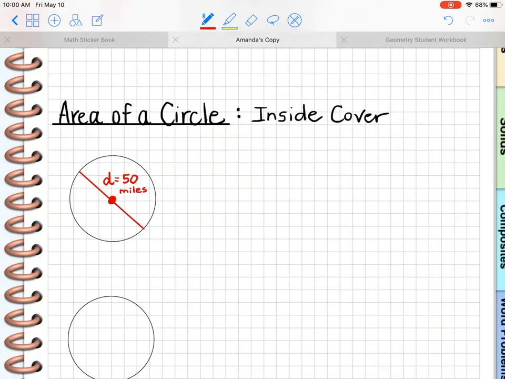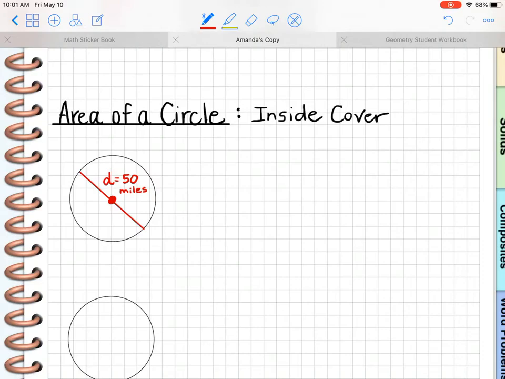Let's suppose that we have a prison escape at the center dot. Let's suppose that some prisoners escaped from the prison and they started running. Probably the first thing the authorities, the police, are going to do is set up a search area. They're going to go out in all directions the same distance. So the diameter of this search area is 50 miles.